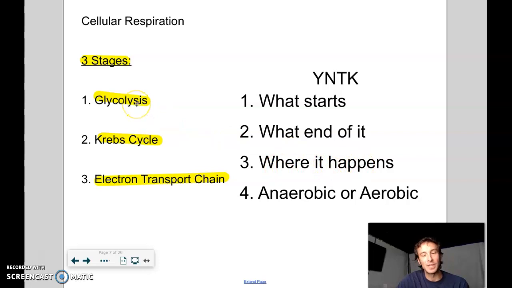Glycolysis is taking place in the cytoplasm. The Krebs cycle, for instance, is taking place in the mitochondria. So where physically is it happening in the cell? And then finally, is it anaerobic or aerobic, and we'll get into what that means.